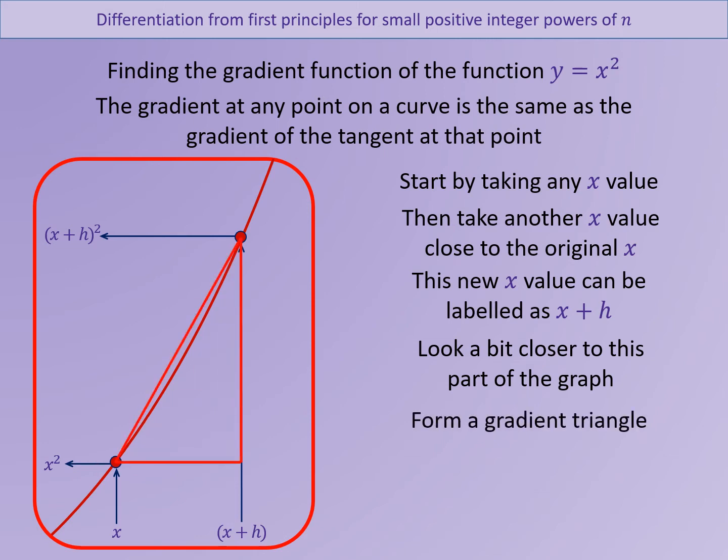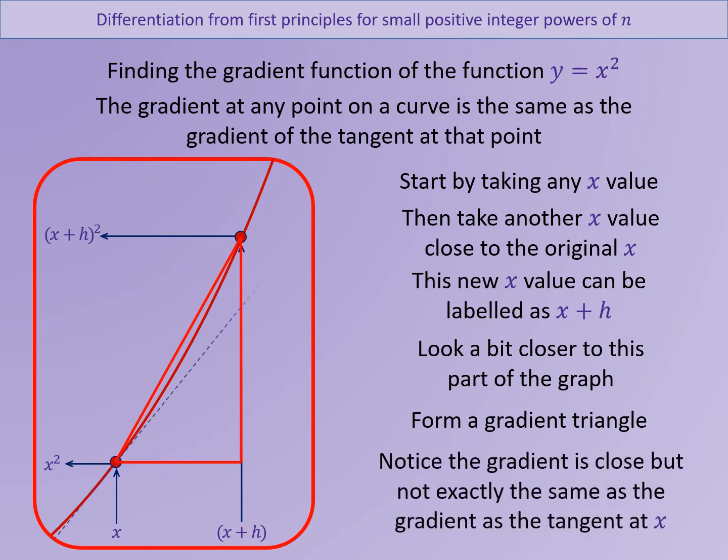What we're going to do is form a gradient triangle. The line that we have drawn, notice how there is now a line in between the two points. That line is called a chord. And we're going to find the gradient of that chord. Now the gradient of that chord is not going to be the same as the gradient of the tangent line that I require, but it's not going to be far off.